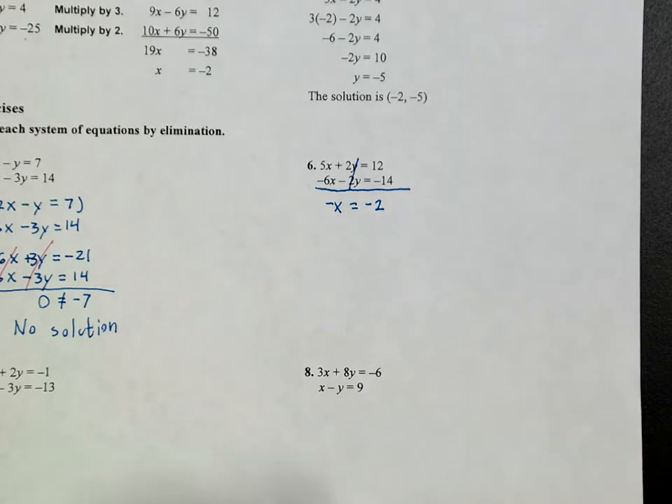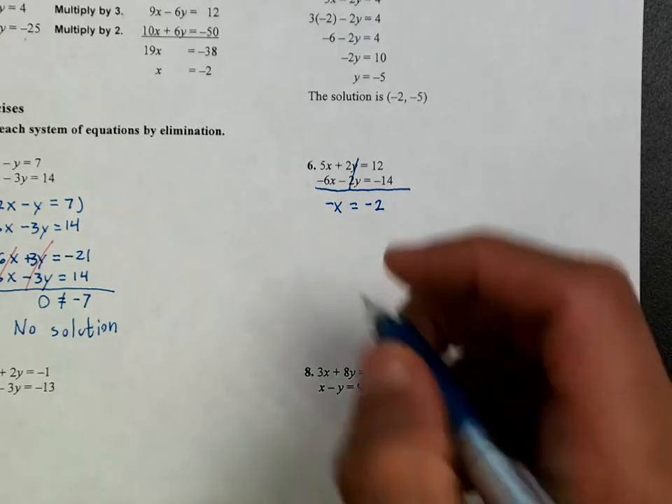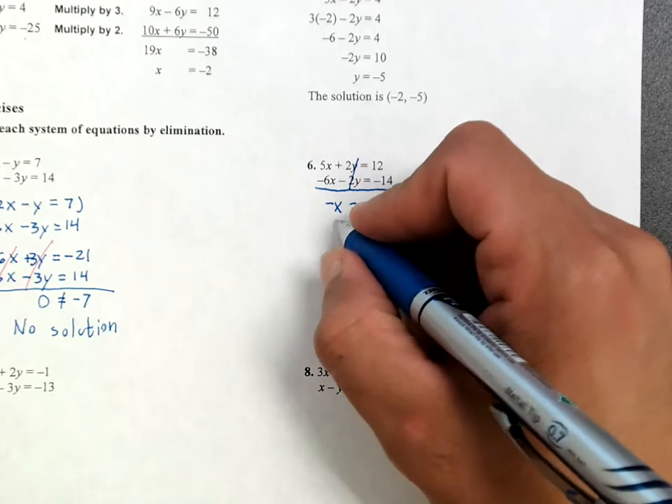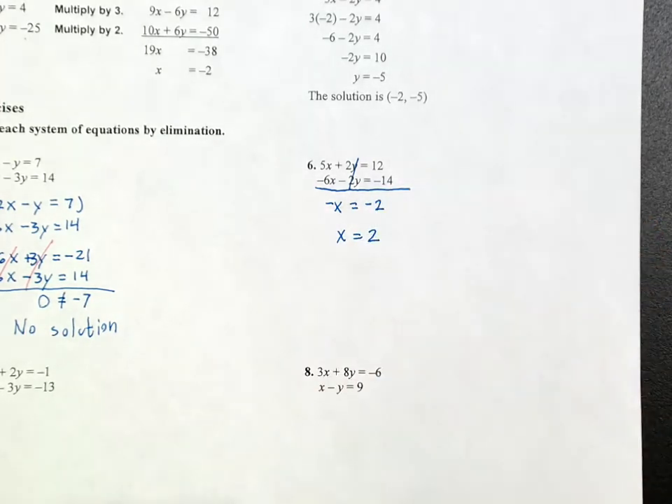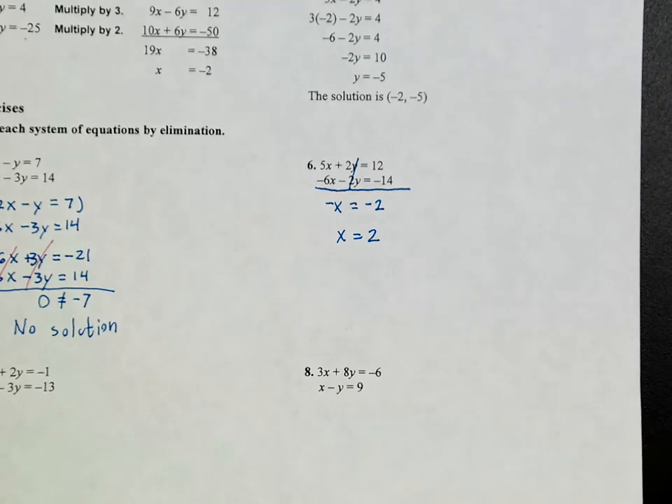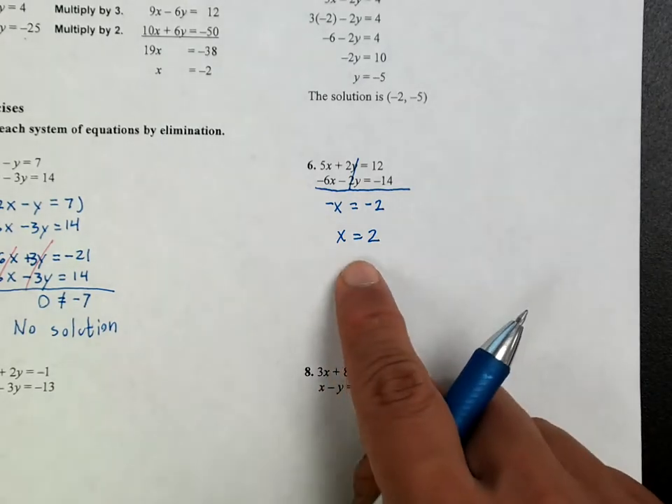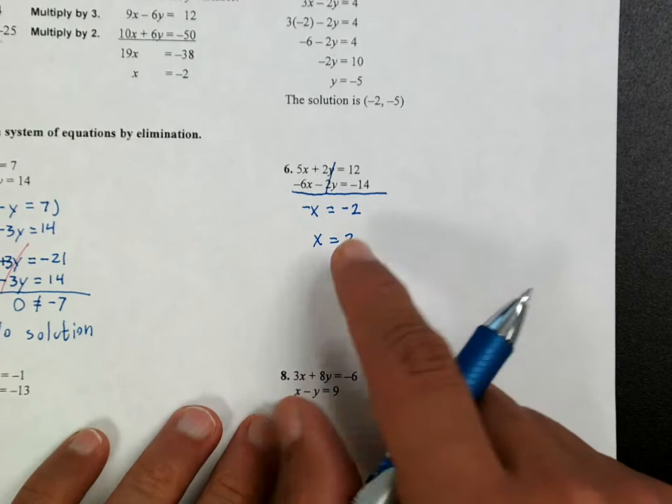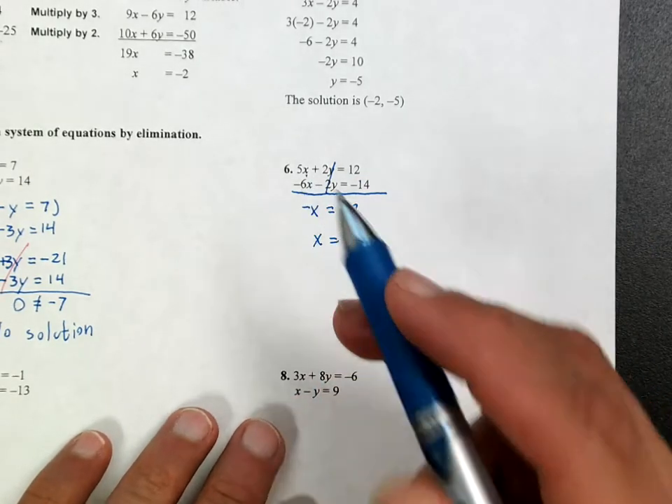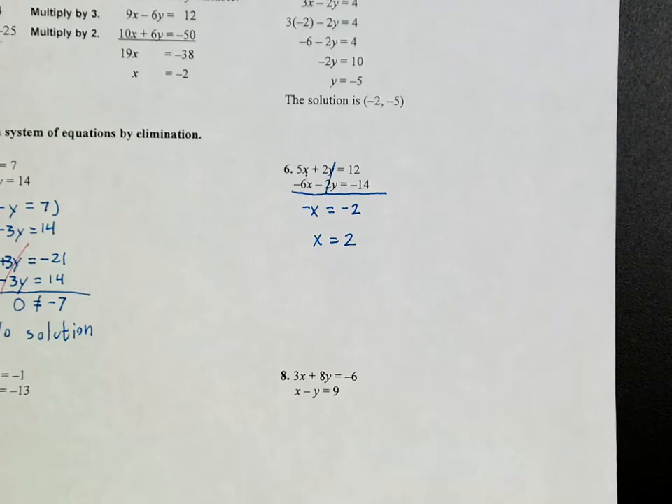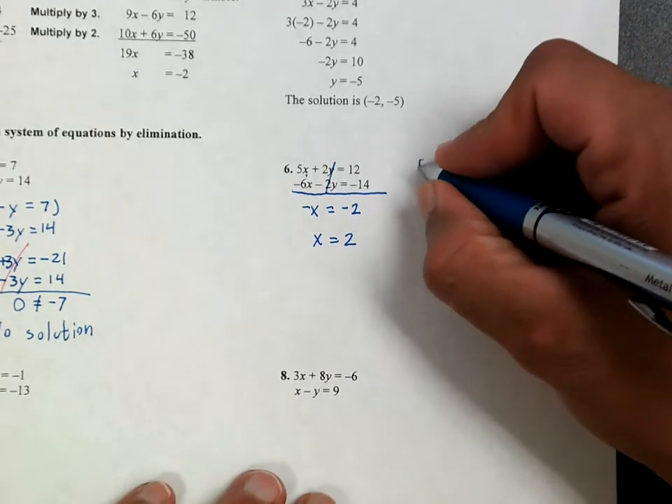So now I have negative x is equal to negative 2. At this point, you're either going to multiply by negative 1 or divide by negative 1 on both sides. And when you do, you get x is equal to positive 2. Now that you have this answer, x is equal to 2, you're going to plug that into either this equation or that equation. It doesn't matter. It should give you the same y value. I'm going to pick the top one for no particular reason.